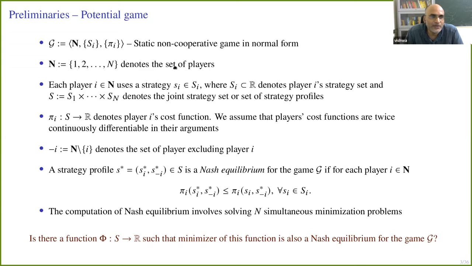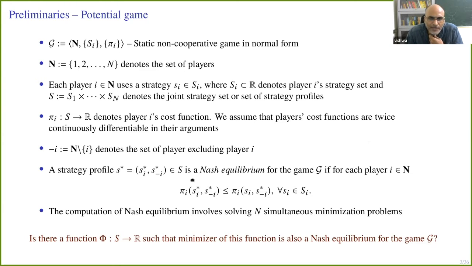So N denotes a set of players, and S_i is a strategy of player i, and S denotes a joint strategy set, where capital S_i is the strategy set of player i. Phi_i is basically the cost function of player i, and I use the notation minus i for the set which excludes player i.